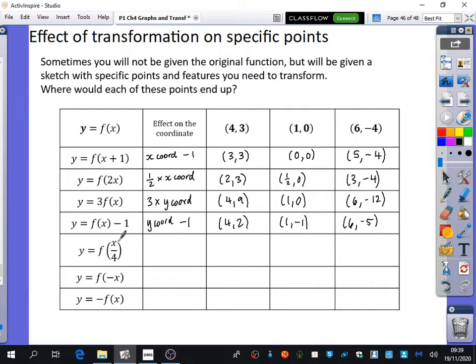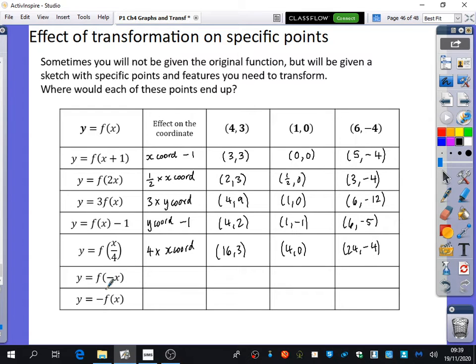Ikram, what is f of x over 4 going to do? Yeah, so the x coordinates are all going to be multiplied by 4. So it's going to stretch outwards in the x direction. So you're going to have 4, 12. Oh no, not 4, 12. 16, 3. I can't tell the difference between x and y. 16, 3, 4, 0, and 24, minus 4. And you can even just see with those numbers that it's stretching out in the horizontal direction because the x coordinates are so much bigger.